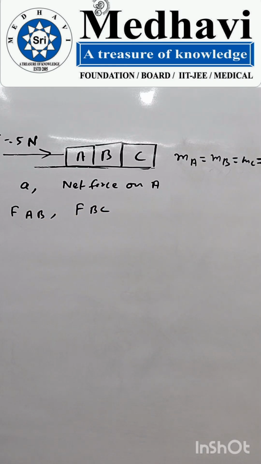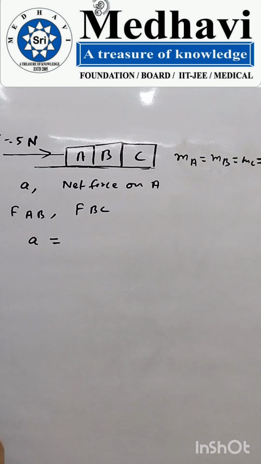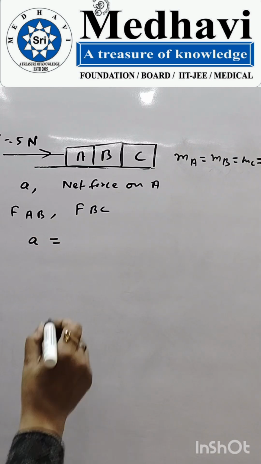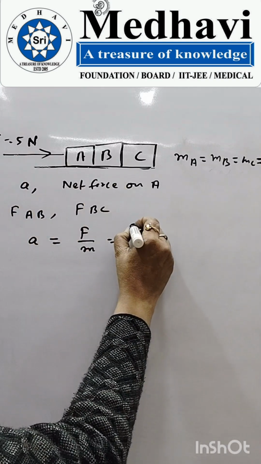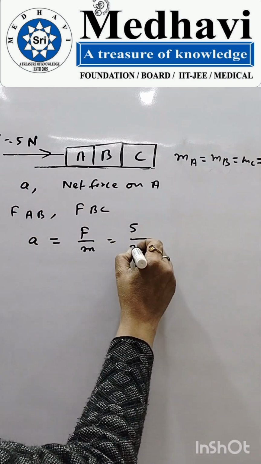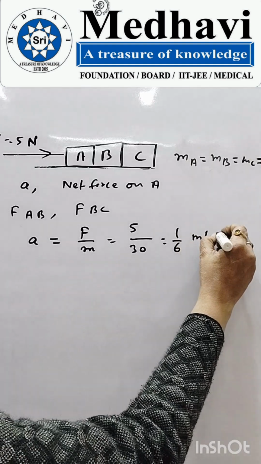So first we need to find the free body diagram. Here one thing I want to say is that these are motions of connected bodies, so you can directly find the acceleration. There is no need for a free body diagram. Acceleration is equal to net force by net mass. Net force is 5 Newton and mass is 30 kg, so it will be 1/6 meter per second square.